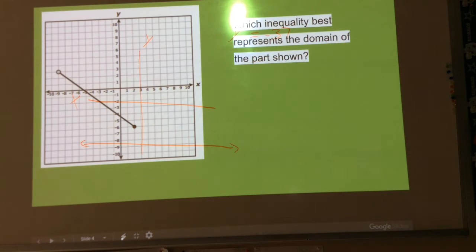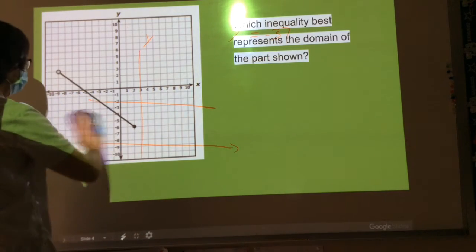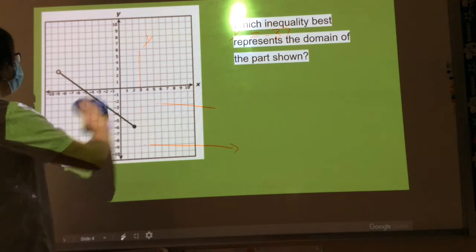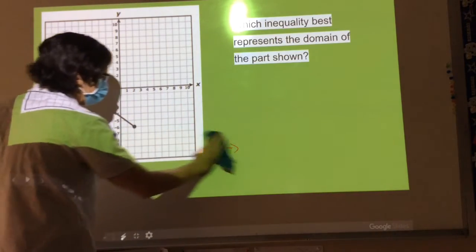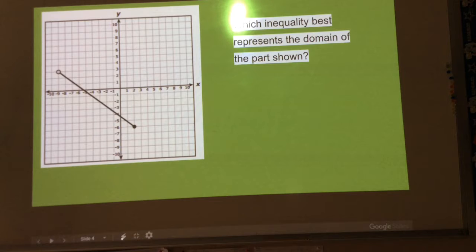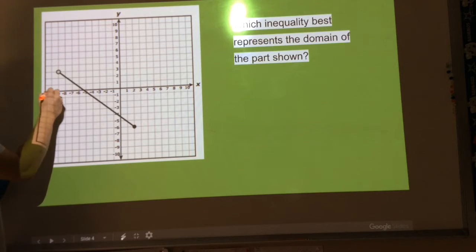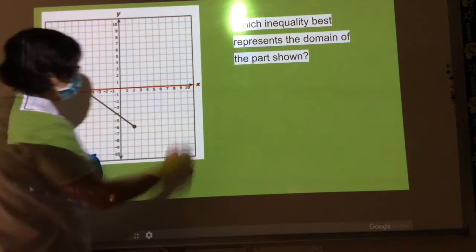All right, which inequality best represents the domain of the part shown? Now, obviously, I don't have the answer choices on here, so we're going to have to just figure it out. So when it says which inequality, we're going to have to create our own inequality. But we worked on that, I believe it was Monday, so I think we should be okay with this. First of all, what is my domain? Does that mean x or y, Luke? X, right? So we're looking for all of the possible x values.